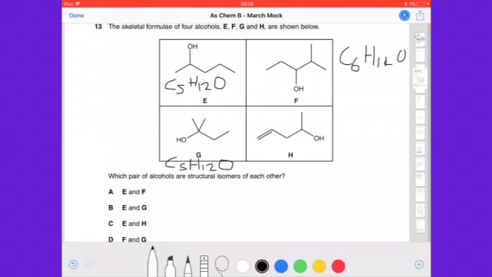And because there's a double bond in this one at the bottom here, and there are a total of 5 carbon atoms, this will be C5H10O. Now, structural isomers have the same molecular formula, but a different structural formula. The only two with the correct structural formula here are G and E, and therefore our correct answer is B.